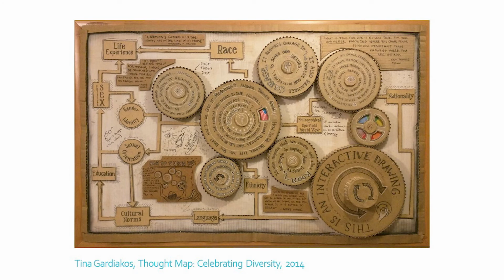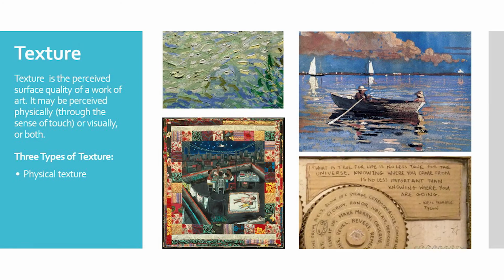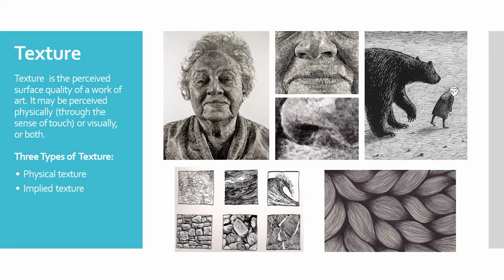So you can see there's a series of gears, and there's the corrugation of the cardboard that makes the teeth of the gears, but then you can also see the corrugation that's covered by a thin sheet of brown paper. So there's also implied texture. Implied texture is the illusion or representation of physical texture. It's created by the manipulation of light and shadow to mimic the visual experience of physical texture.